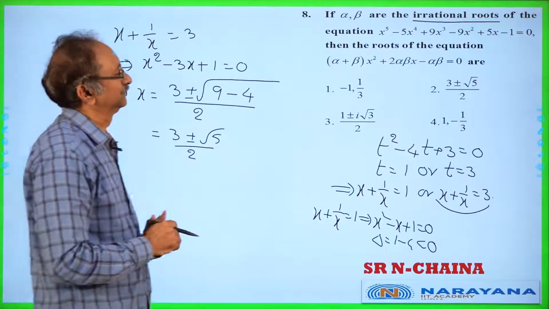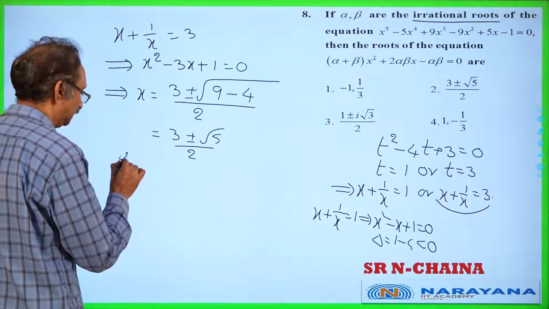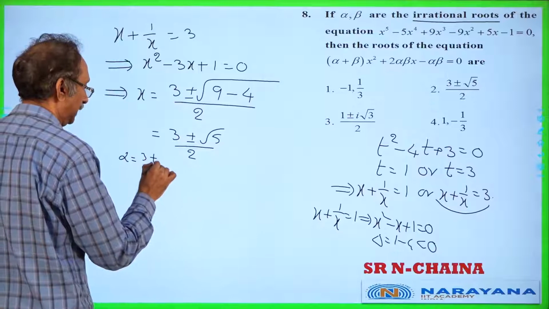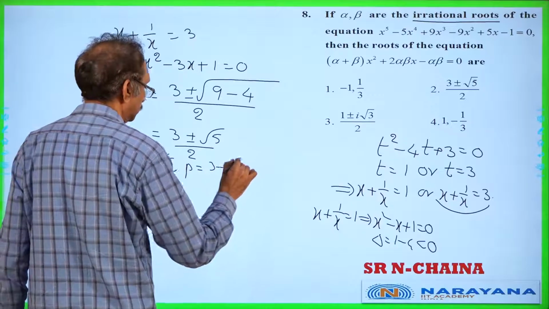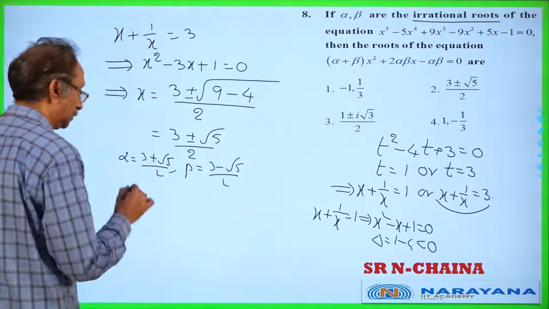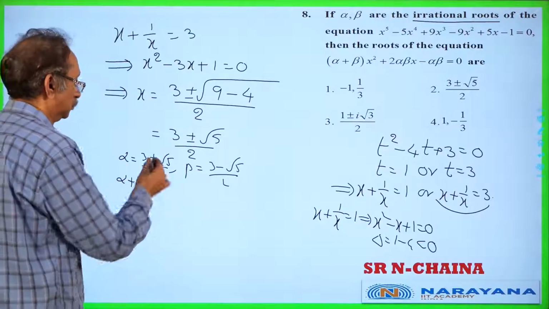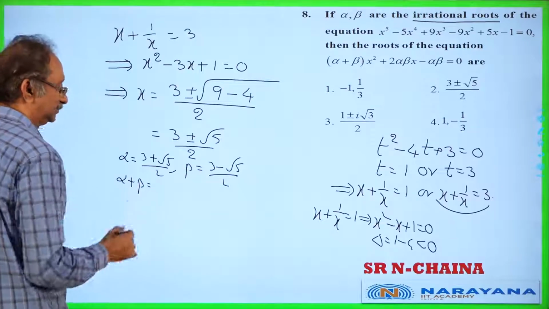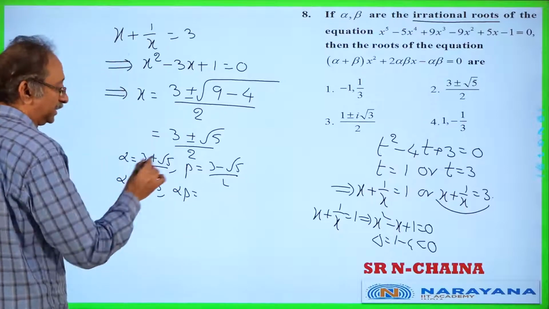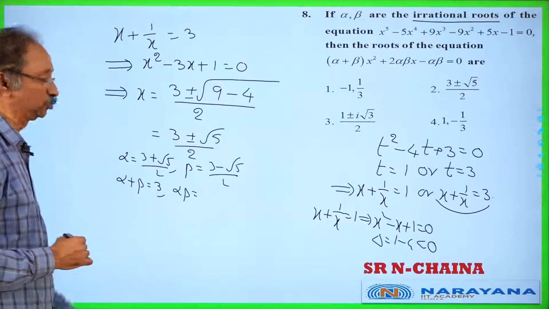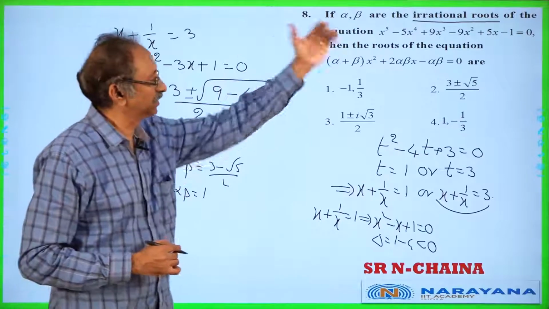Now what is the question? If alpha and beta are the irrational roots, take alpha as 3 plus root 5 by 2, and beta as 3 minus root 5 by 2. So immediately, what is alpha plus beta? 2 is the LCM, root 5 minus root 5 cancelled, 6 by 2, that is 3. And what is the product of the roots? Numerator 9 minus 5, 4. Denominator 2 into 2, 4. So the product is 1.